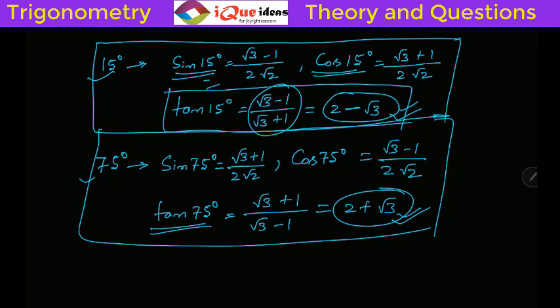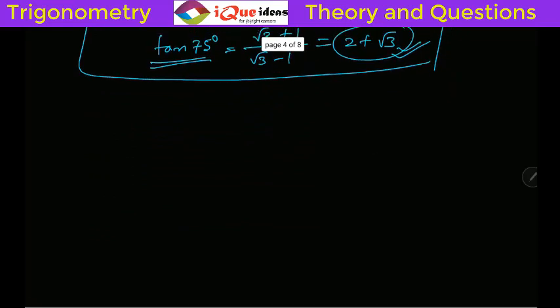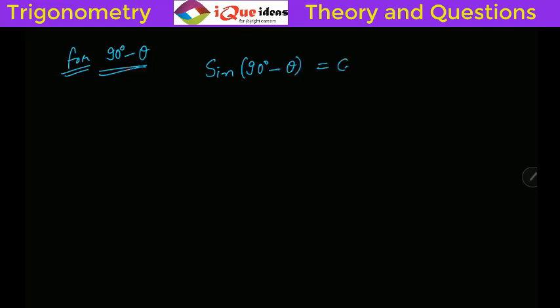And one very special formula that we have here is related to 90 degree minus theta. For 90 degree minus theta, now this is very interesting. Sine 90 degree minus theta, you can memorize it, is equal to cos theta. And similarly, cos 90 degree minus theta is equal to sine theta.